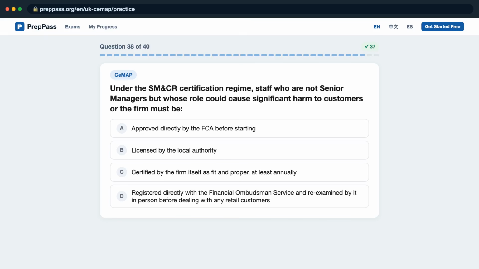Question 38. Under the SM and CR certification regime, staff who are not senior managers but whose role could cause significant harm to customers or the firm must be, is it A, approved directly by the FCA before starting? B, licensed by the local authority? C, certified by the firm itself as fit and proper, at least annually? D, registered directly with the Financial Ombudsman Service and re-examined by it in person before dealing with any retail customers?